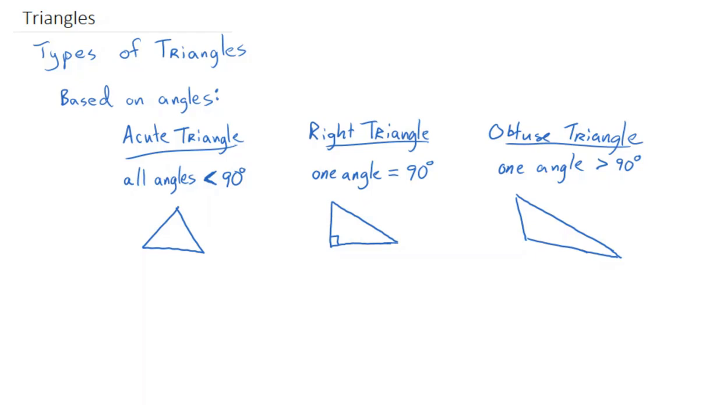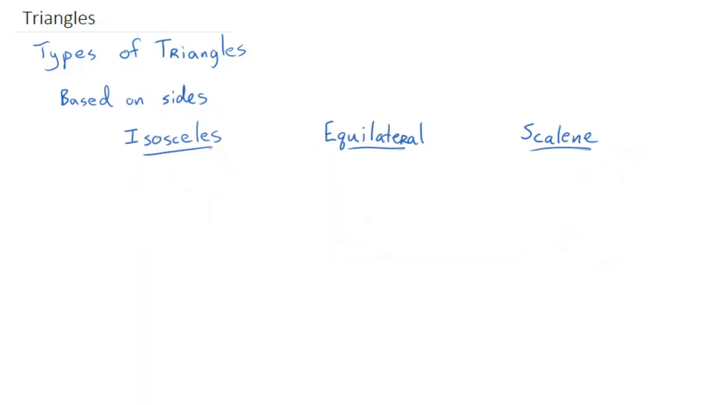Now we're going to switch and do three names based on the sides. So it's three totally different classifications. The three names based on side lengths are isosceles, equilateral, and scalene. An isosceles is a triangle where two of the sides are the same length. And when you have two of the sides the same length, because the length of the sides is related to the angles, this also means you're going to have two angles that are the same.